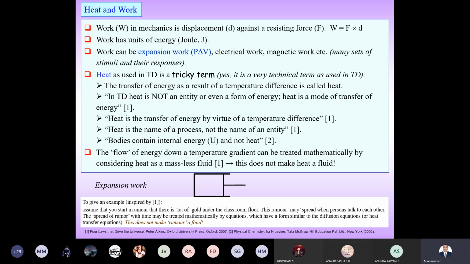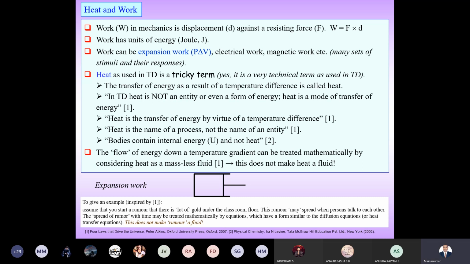In thermodynamics, heat is not an entity or even a form of energy. So we can't consider this as an energy. Heat is a mode of transfer of energy, right? This is not a final product. This is not a finished stage, right? So heat is the mode of transfer. It is under transfer, under transit. So heat is a mode of transfer of energy.